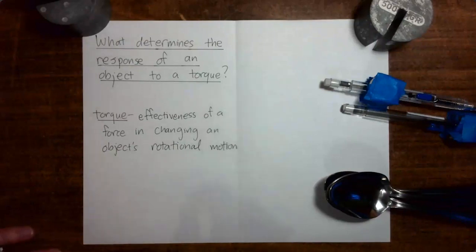Or in other words, suppose I apply the same torque to two different objects. Will those objects respond in the same way, or will they respond differently? In this video, we're going to be doing a couple of demonstrations to address this question. I'm going to be doing these demonstrations using objects which are probably available to you within your own environment.